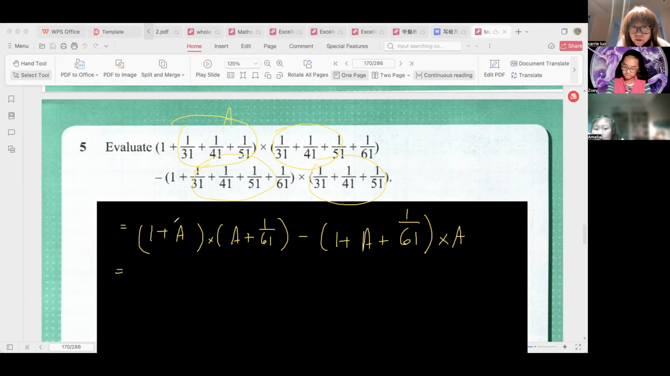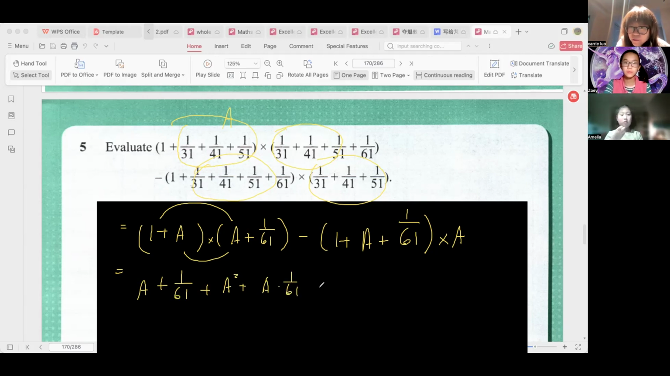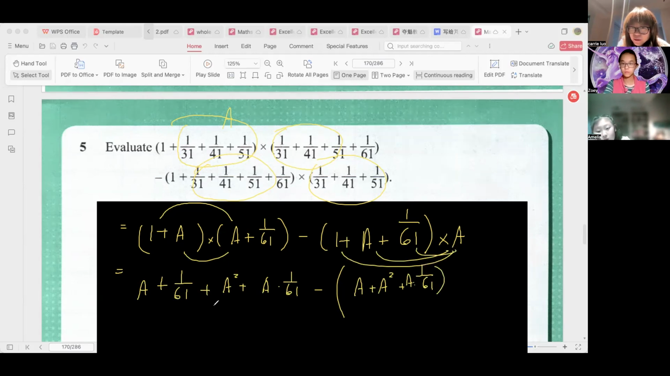Okay, so now I'm going to do this. So A plus 1 over 61 plus A squared plus A times 1 over 61. Did you get it, everybody? Okay, minus A plus A squared plus 1 over 61 times A. Correct? Did you have that? So each one of them is multiplied out, okay?